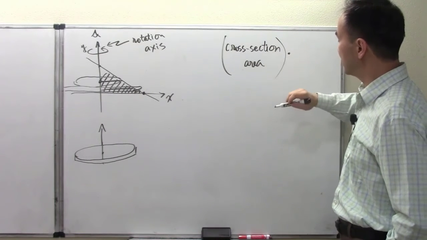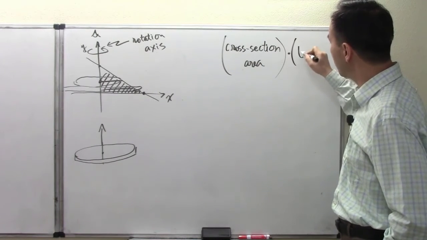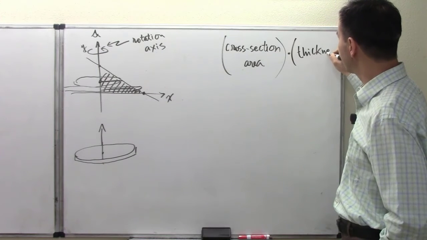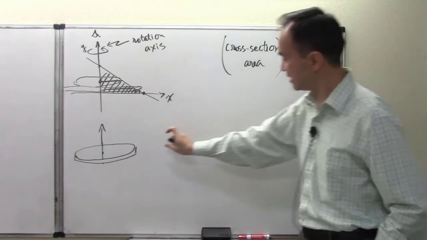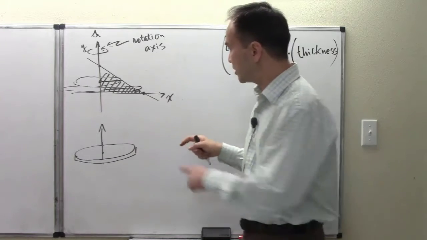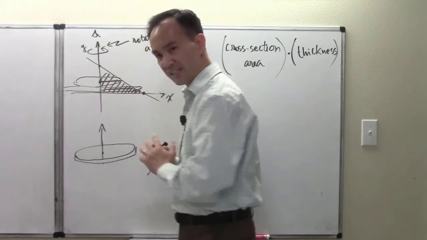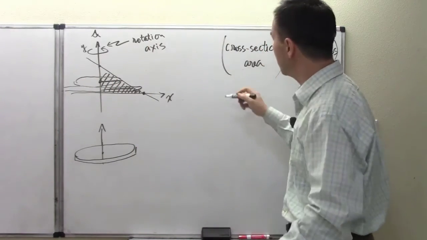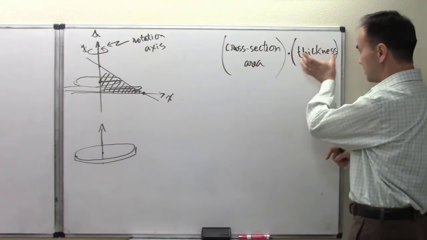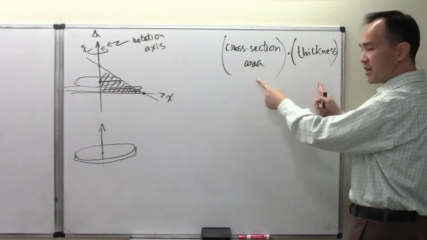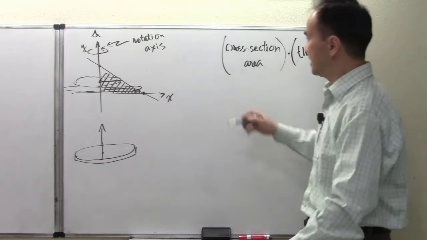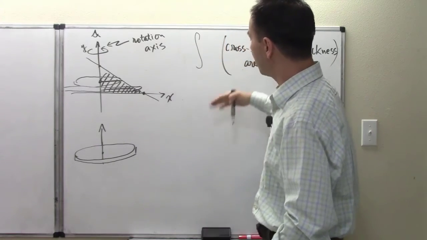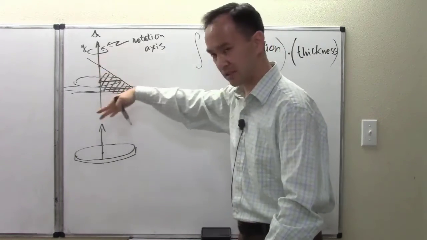We want to find the cross section area and multiply that with the thickness of the disk. Any disk there has a thickness. See, this disk here has a thickness, and even the very thin stripe has a thickness. The cross-section area times the thickness gives us the volume of one thin disk. And now we're going to be accumulating all of those disk volumes from some start to some end.